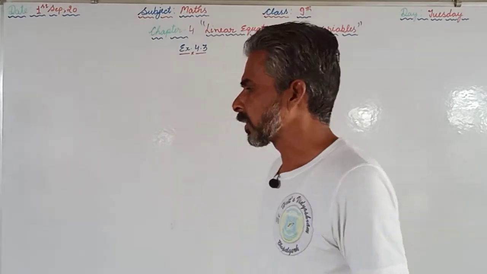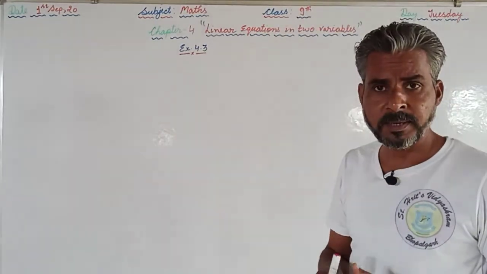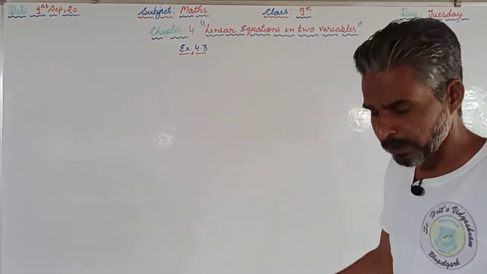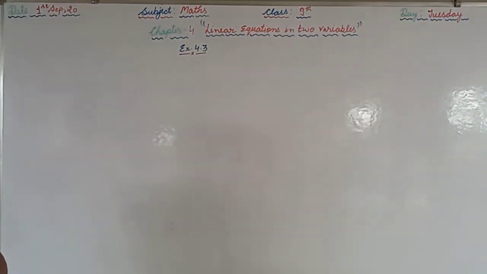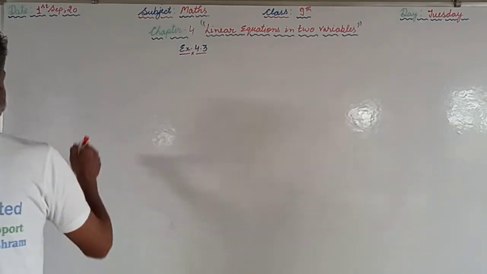This video is for class 9th and the subject is maths, and we are continuing the same chapter, chapter number 4, and the name of the chapter is linear equations in two variables. As we have discussed the questions of this exercise yesterday in the previous video, today we will discuss the last question, that is question number 8.